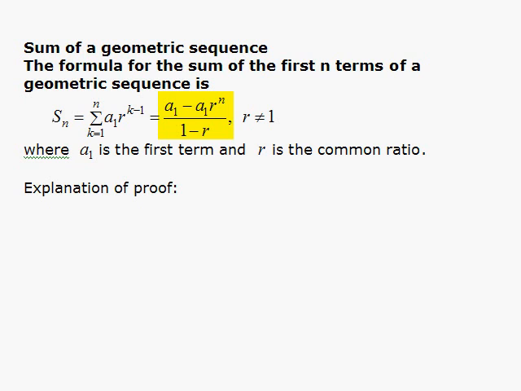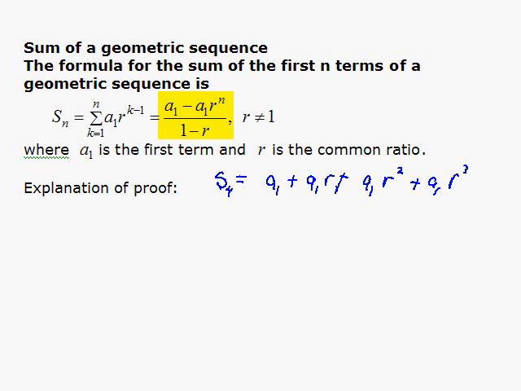Let's say I want to add up terms. I'll just call the sum S. The first term is A1. The second term would be A1 times the common ratio R. The third term would be A1 times R squared. The next term, let's just go this far, is A1 times R cubed. Okay, and I want to add 1, 2, 3, 4 terms.